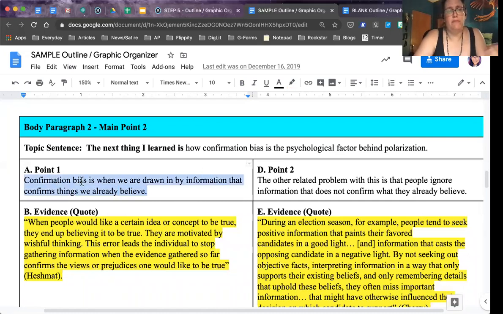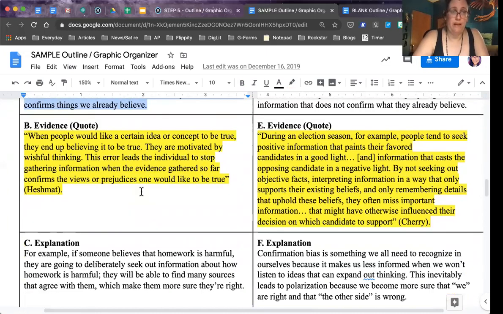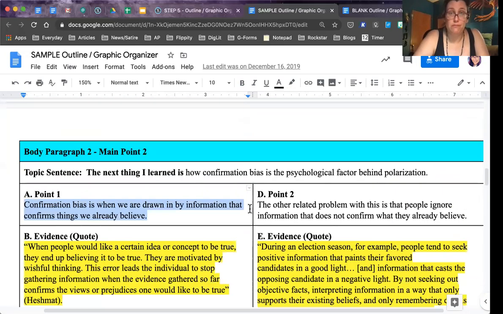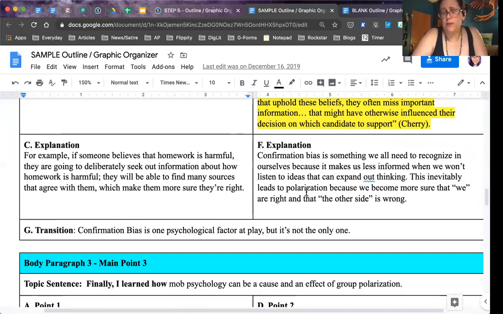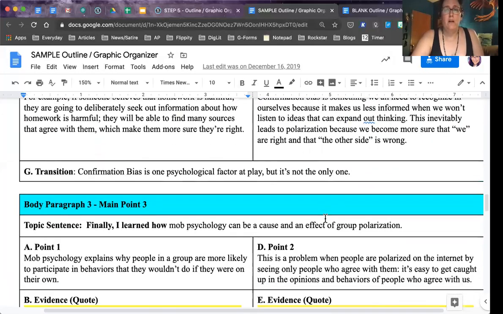And once again, I have sort of the first point I make about that, which is defining confirmation bias, and then a quote to back that up. Your quotes are really only going to show up here in this middle bar. The explanation, that's all you. Your points, that's all you. You have to surround your evidence, you have to surround your research with information that you have to say about it. That's the point of research. That's the point of inquiry. You're finding this information, but what did you learn from it?